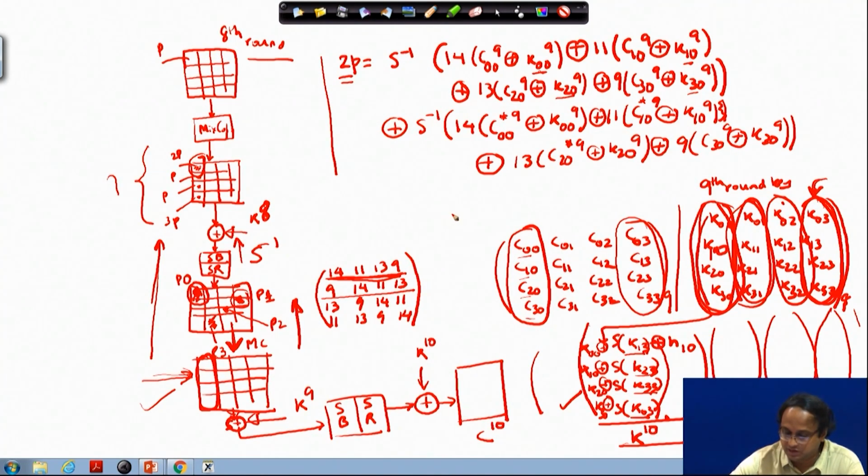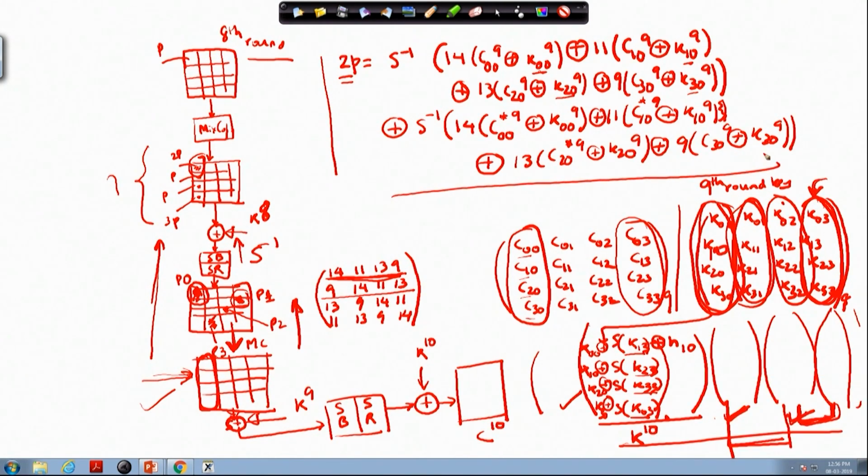So in the previous case, we have already expressed 2p, but now what I will do is express the C09 in terms of the final round cipher, and I will also express the K09 in terms of the final round key, that is the 10th round key. So I will write both of these things in, and similarly for the other terms also, and complete this equation. So let's see how we can do that.